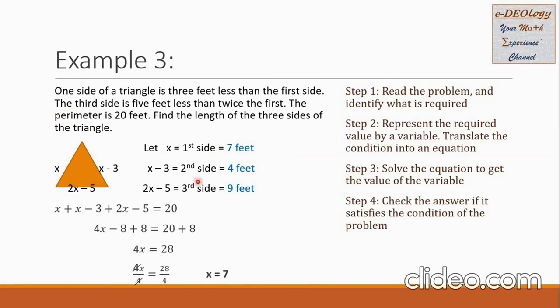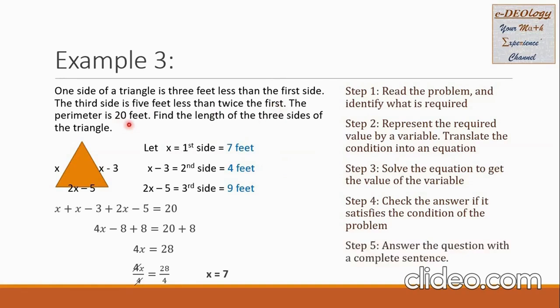Again, it is a comparison of the first and the third. If I multiply by 2 the first side, 7 times 2 is 14, and minus 5, it will be 9. So the second condition is satisfied. Next, the third condition is the perimeter is 20 feet. If I add the sides, 7 feet plus 4 feet plus 9 feet, the total is 20 feet, and the third condition is satisfied.